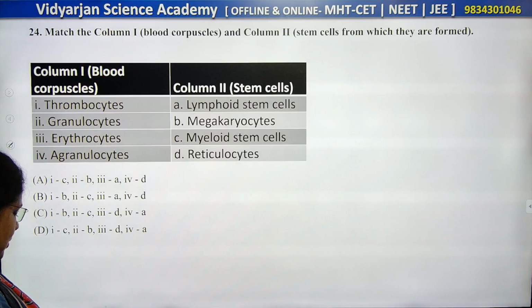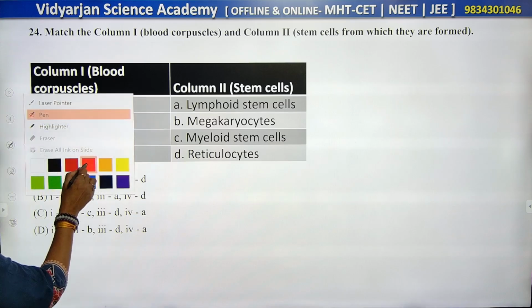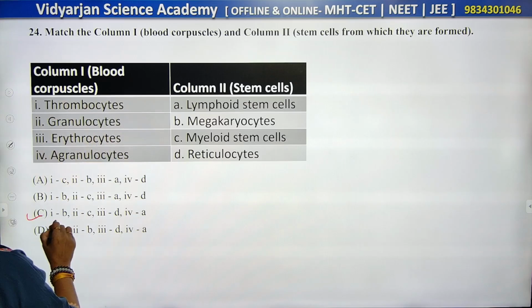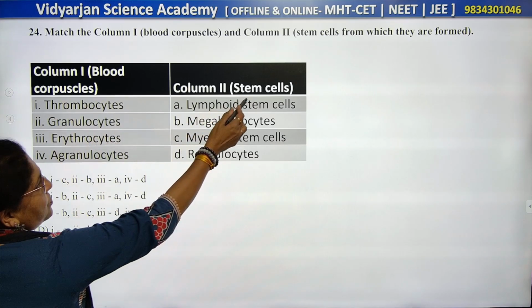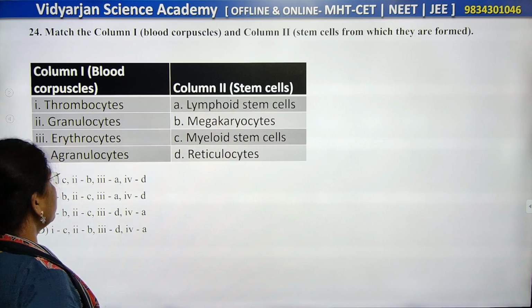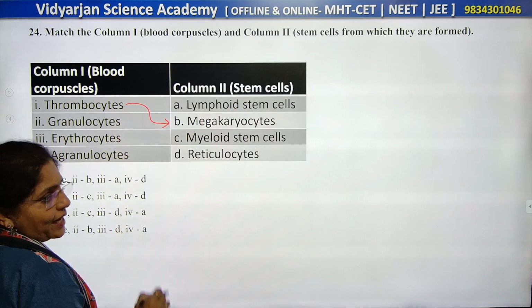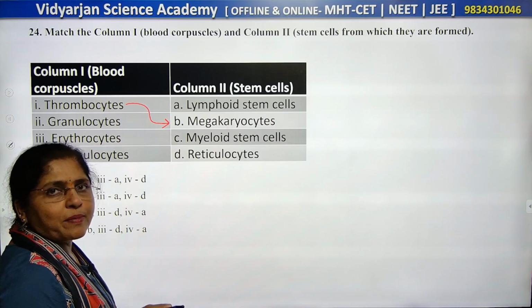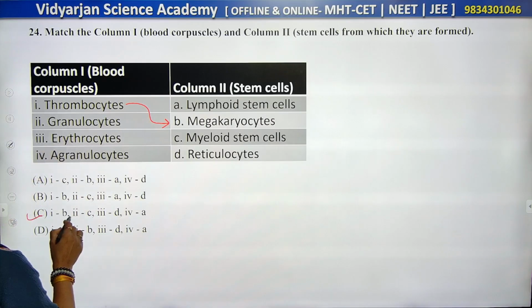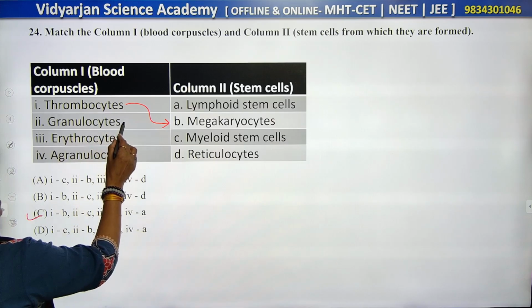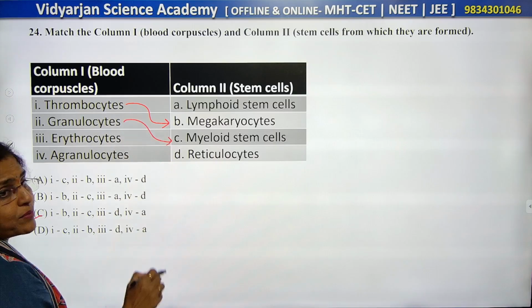Next, match the following. Okay, match the following: thrombocytes, then this. Okay, see what should be your answer here. Your answer here is C. Thrombocytes are produced by the stem cells. The names of the stem cells you should know. Okay, first is megakaryocytes. Thrombocytes are produced by megakaryocytes. Then we have number 2, granulocytes. Granulocytes are produced by myeloid stem cells.